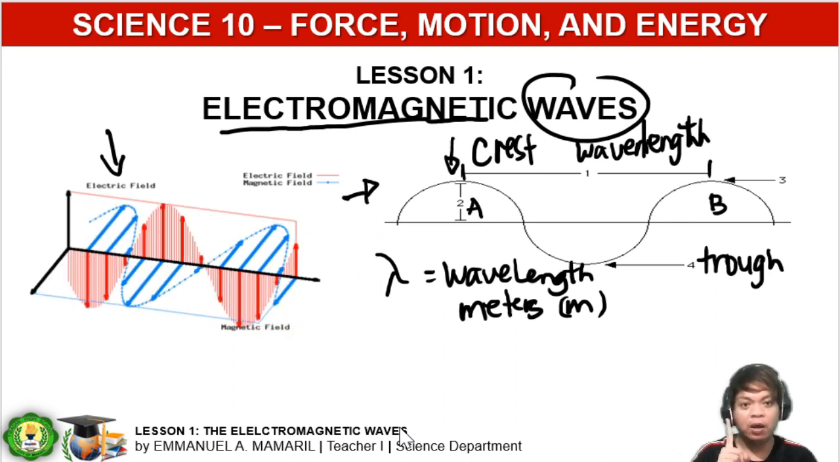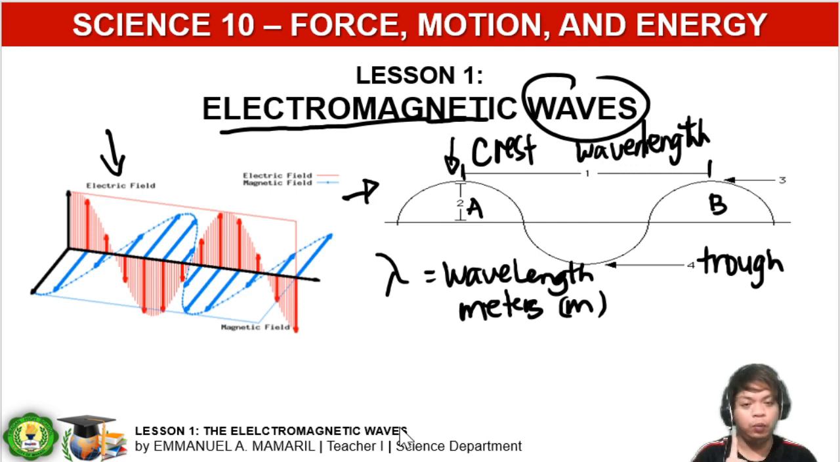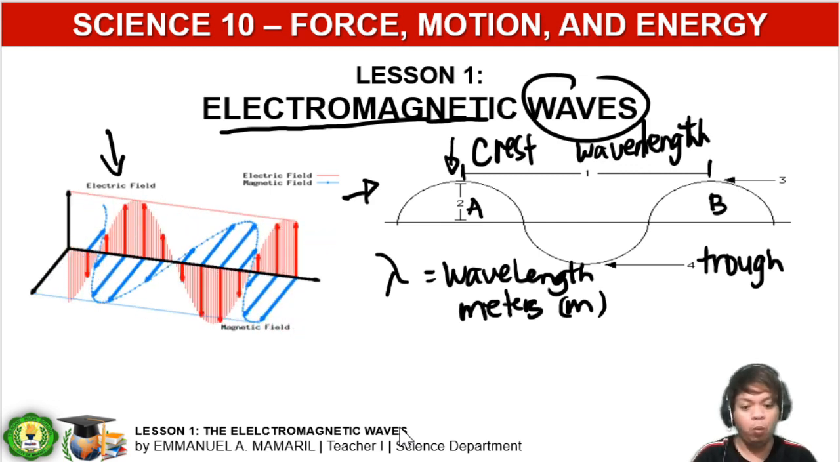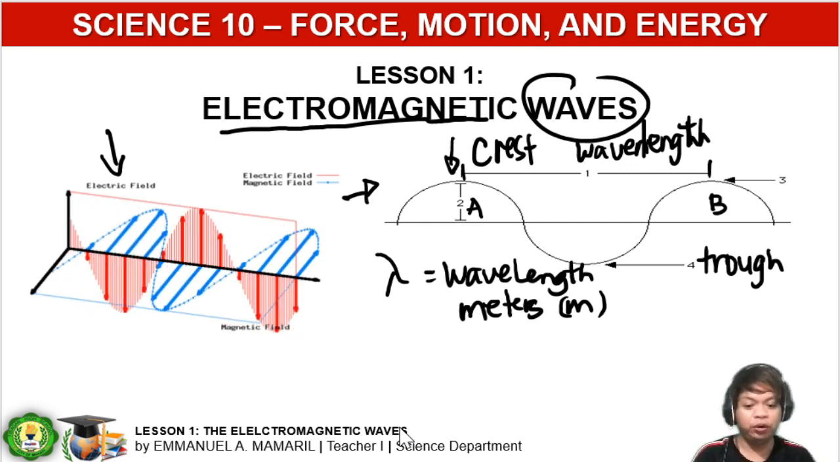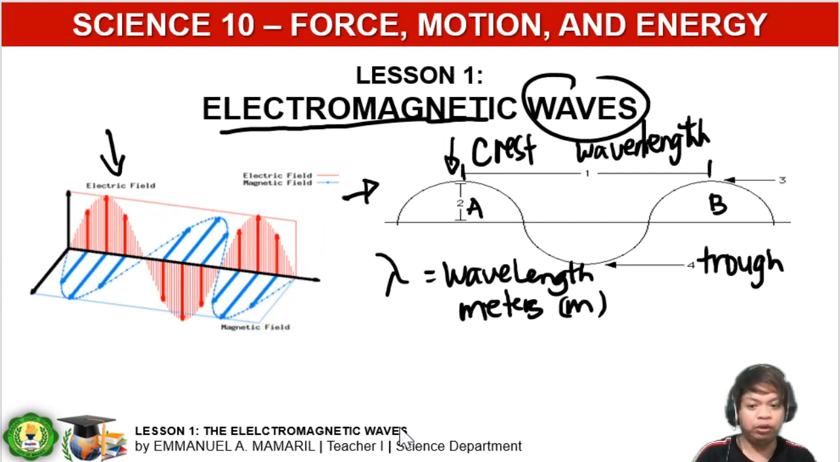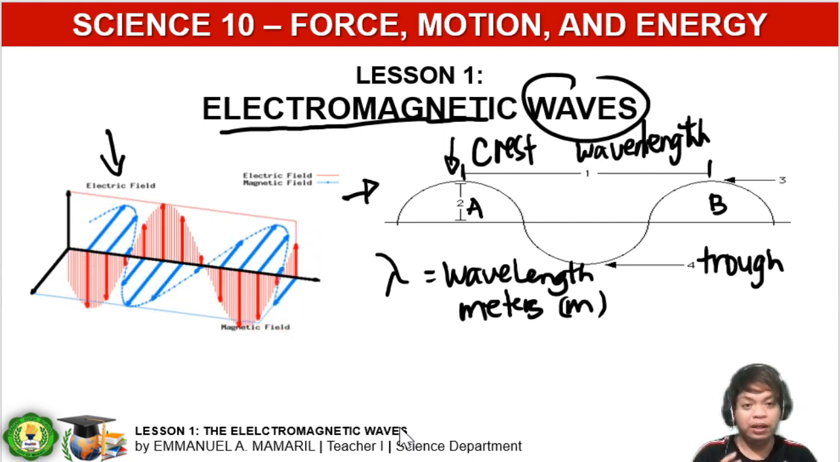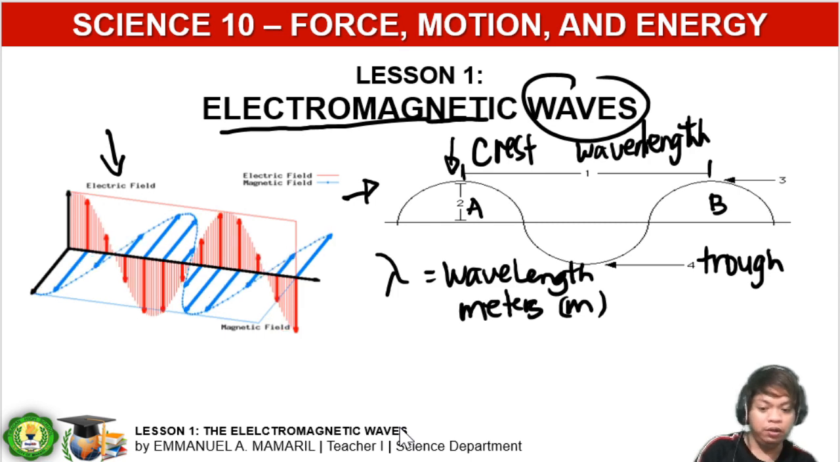So meron na tayo nakuhang isa, and that is the wavelength. So wavelength is the measurement between one crest and the next crest, or between one trough and the next trough, or we can say that's the measurement or the distance between one wave to another wave.